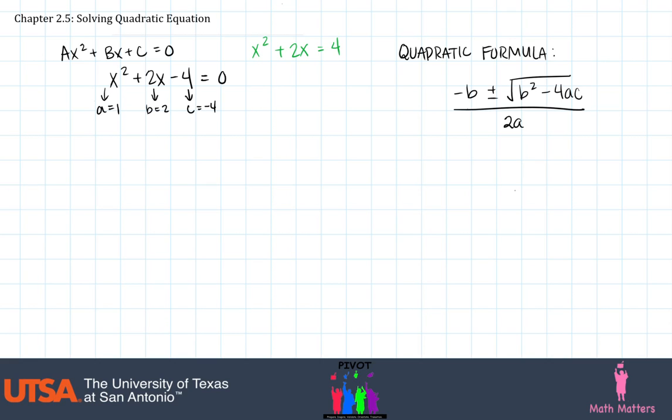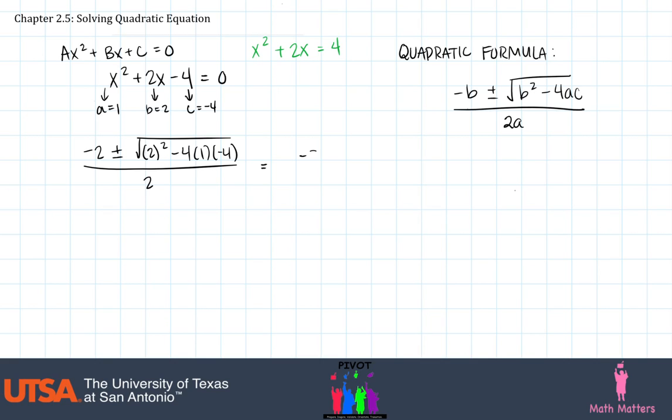Now we just plug it back into the quadratic formula. So we have negative b, which is negative 2, plus or minus, because we're going to have two answers, the square root of b squared, which is, let's just write it like this, minus 4 times a times c, all over 2 times 1, which is just 2. And then from here we're just going to start simplifying.